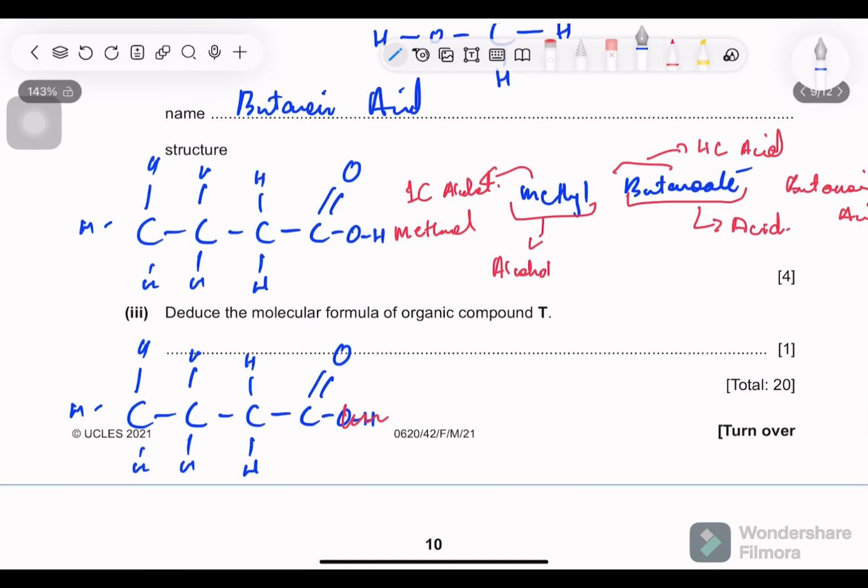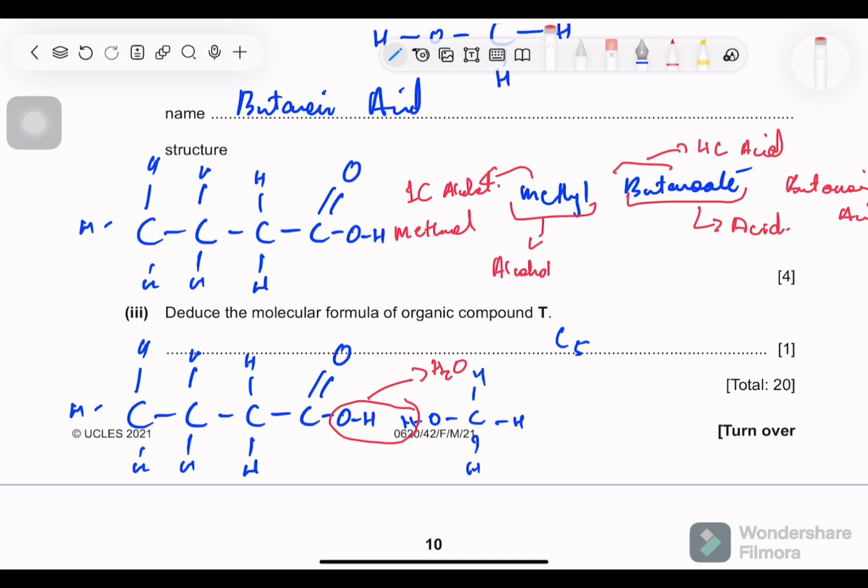If I draw the alcohol also over here, C, C O H H H H. This H and this OH will be gone, and water will be formed, and the remaining molecule will give us the molecular formula. So how many carbons? One, two, three, four, five carbons. C5. How many hydrogens? One, two, three, four, five, six, seven, eight, nine, 10. H10. And how many O's? One and two. C5H10O2.